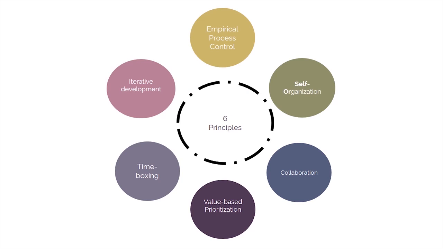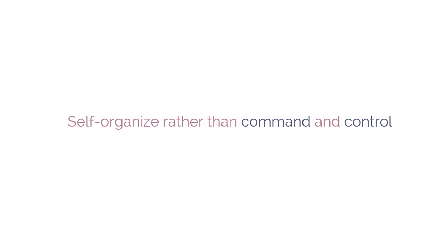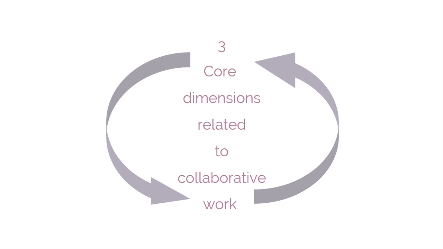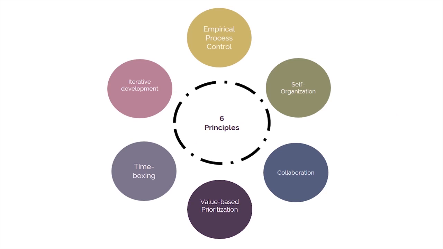The second principle is self-organization. It focuses on today's workers, who deliver significantly greater value when encouraged to self-organize, rather than working under command and control style of traditional project management. The third principle, collaboration, focuses on the 3 core dimensions related to collaborative work. That is, awareness, articulation, and appropriation. It also advocates project management as a shared value creation process, with teams working and interacting together to deliver the greatest value. The fourth principle is value-based prioritization.